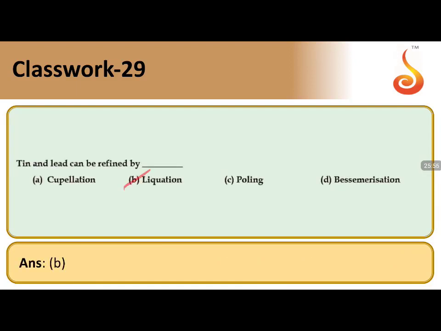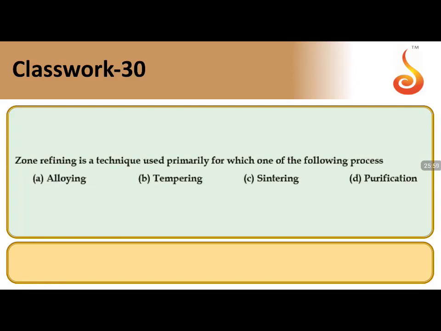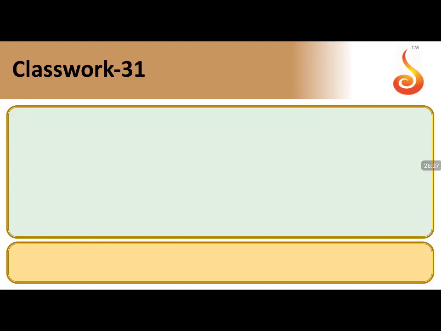Very good. That's done. Coming to the next one, question number 30. Zone refining is a technique used primarily for which one of the following processes? Alloying? No. Tempering? No. Sintering? No. Purification? Yes. It is a refining process, crude metal to ultra pure metal. Conversion of crude metal to ultra pure metal is what the zone refining process does. So the answer should be purification, option D.